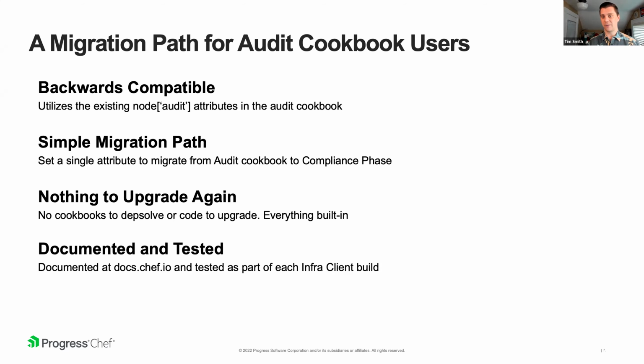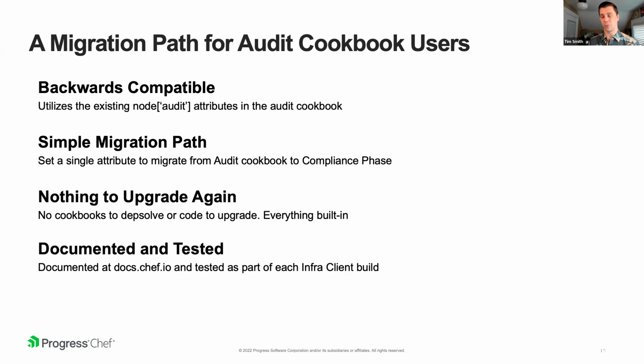The great part here, though, is that there's nothing to upgrade again. There's no code that you have to worry about in the Audit Cookbook. You don't have to worry about compatibility between that cookbook and the version of Chef you're on. That becomes our problem, right? Anytime you upgrade the client, you're automatically going to have the latest version of all the compliance phase code. You're going to know that that compliance phase code is fully tested for that version of the Chef client. You're also going to get documentation.